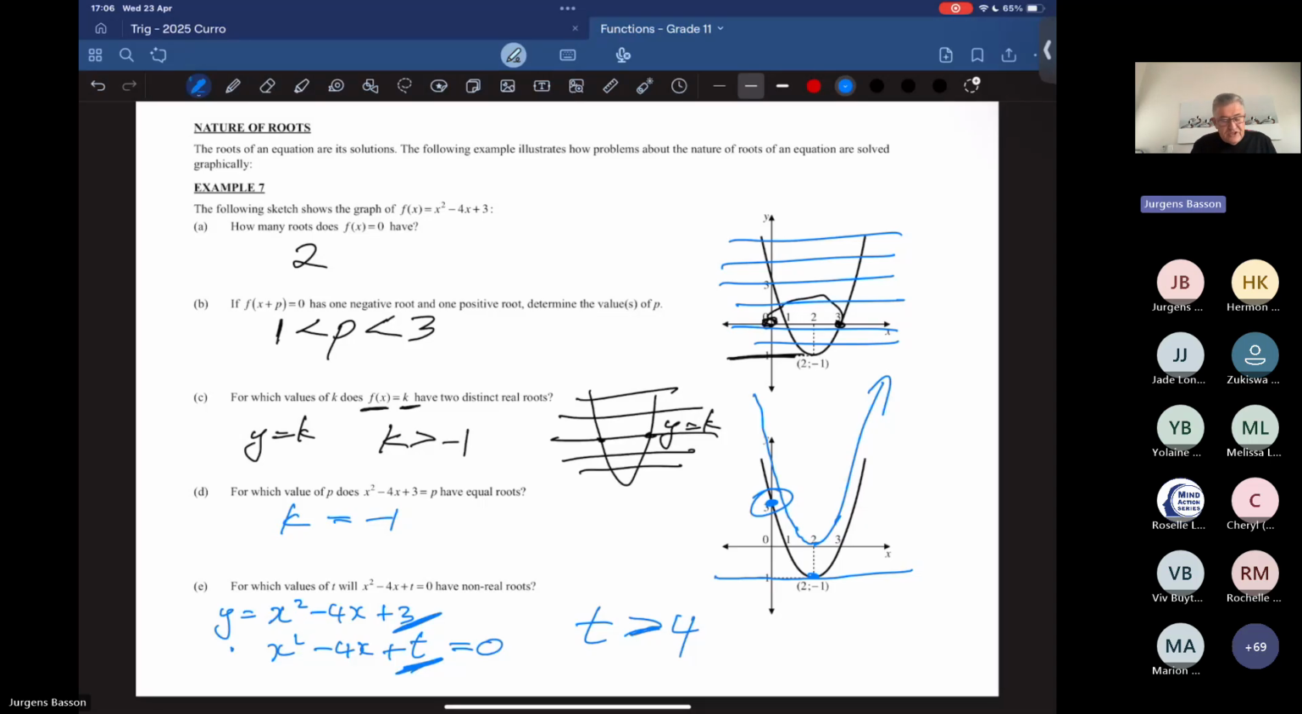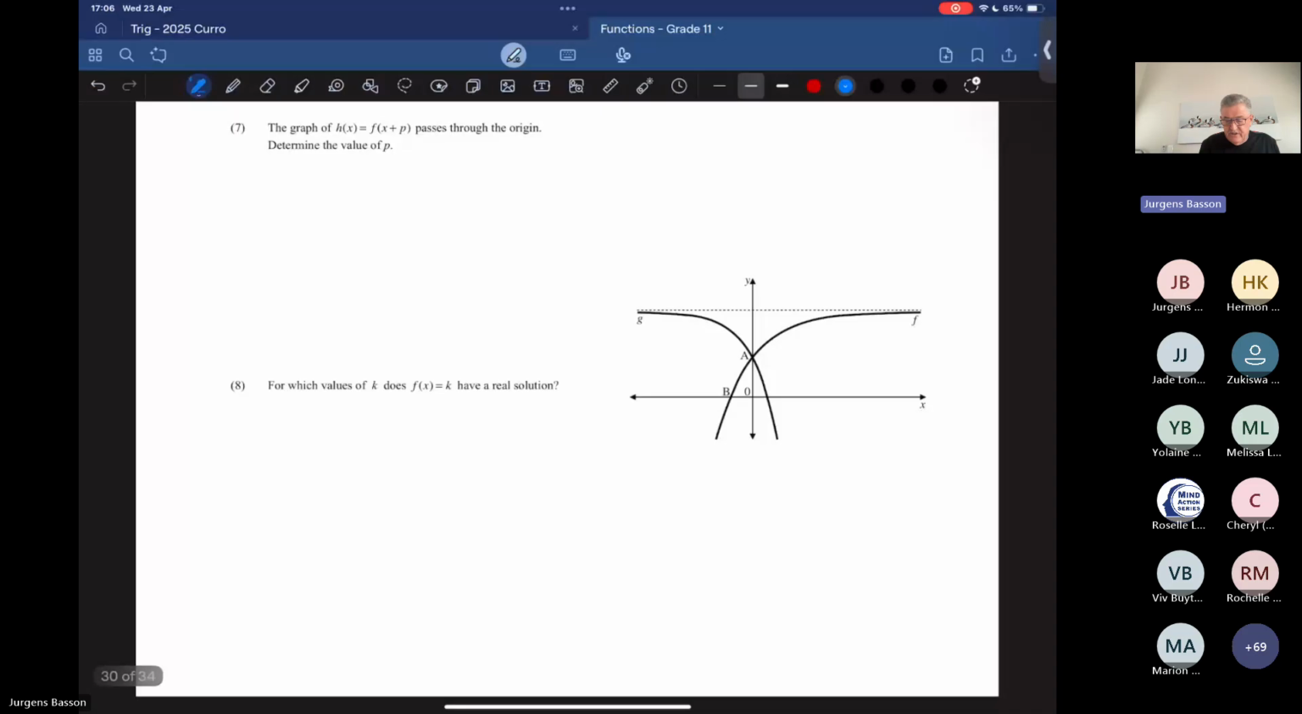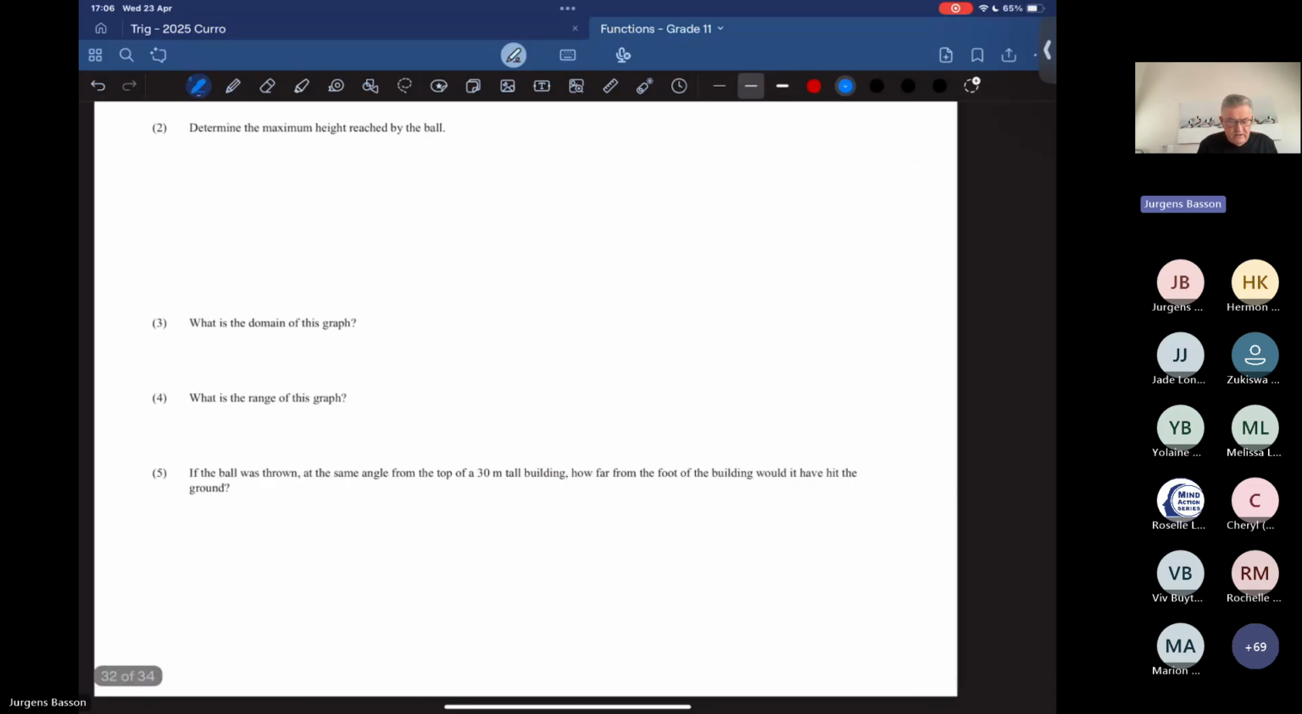And these questions on nature of roots. There are a few questions left, one on 2 exponentials again, and then 2 sort of real life questions, which is not very difficult. I put this one in. It's not a very difficult question, but it's a real life question on a parabola. Quite interesting, a little bit different.